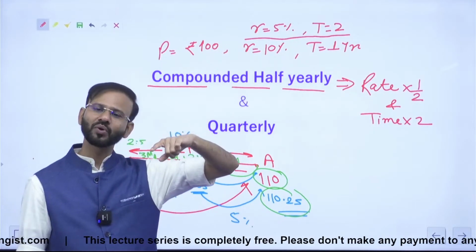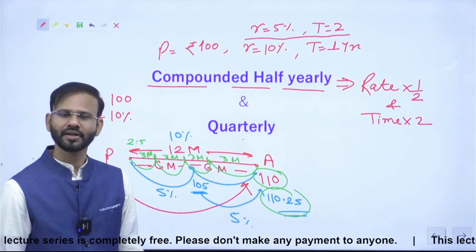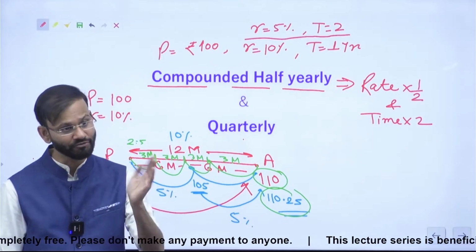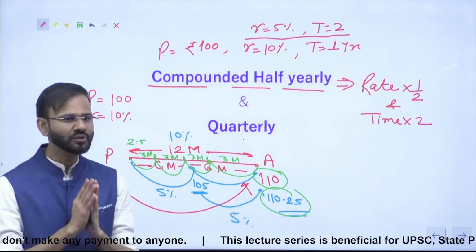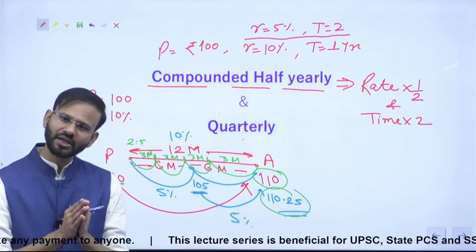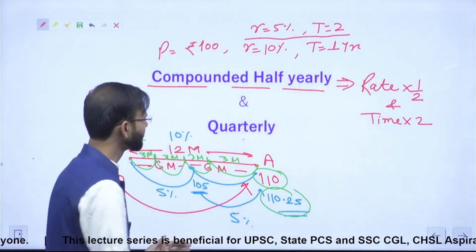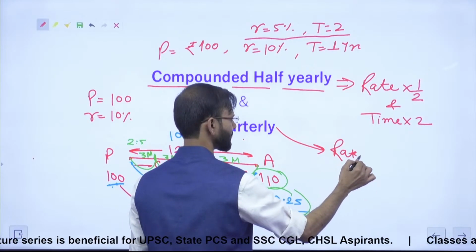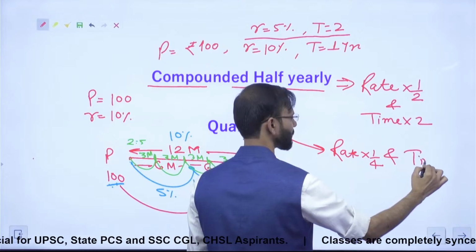Now guys, can you tell me what can be done in the case of quarterly compounding? Time gets what? 4 times, and rate? 1/4. If compounding is being done quarterly, then rate becomes 1/4 and time gets 4 times. Right? See, rate becomes 1/4 and time becomes 4 times.